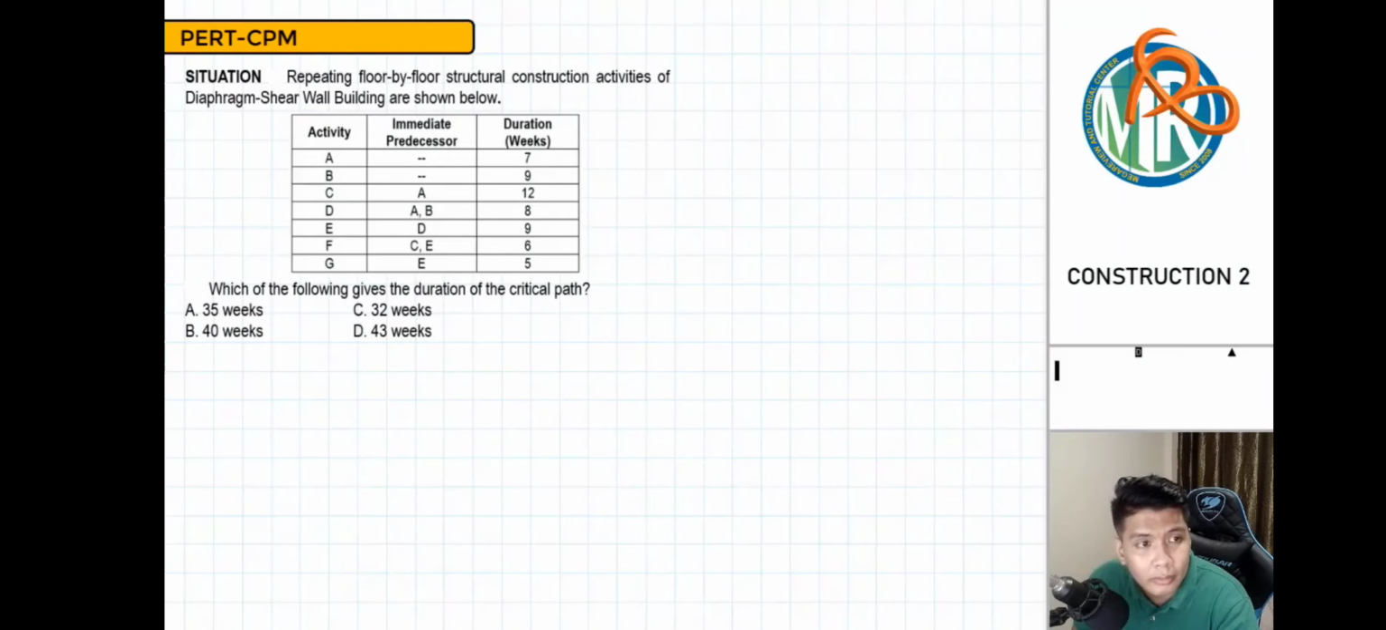Repeating floor-by-floor structural construction activities of the diaphragm shear wall building are shown below. Which of the following gives the duration of the critical path? Recall na yung ating method dito, this is probably critical path method, no? Kasi we are asking the critical path. So discuss later, guys, kung what's the critical path.